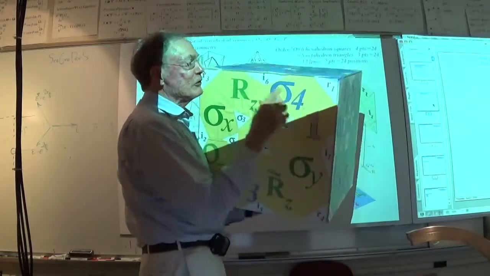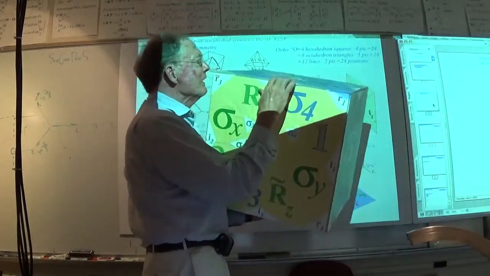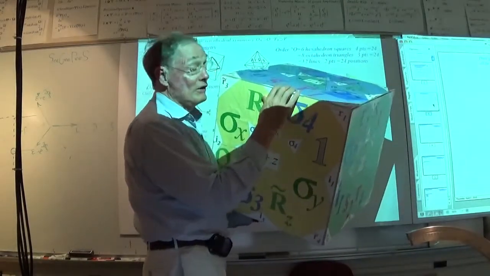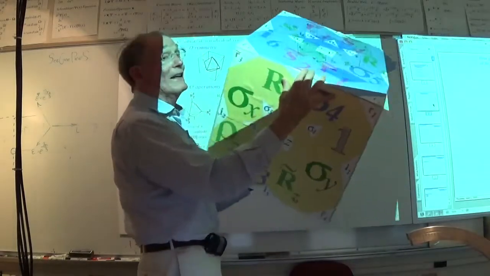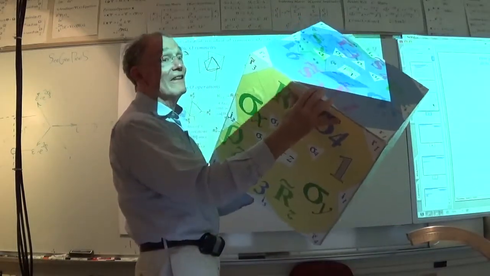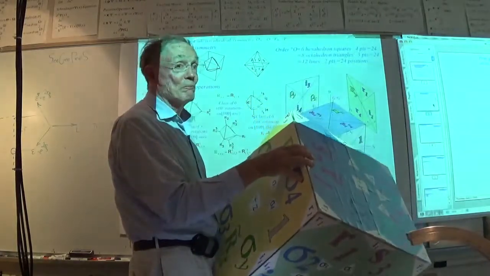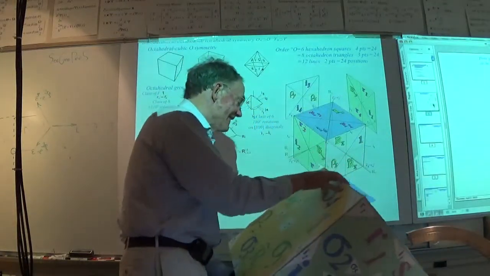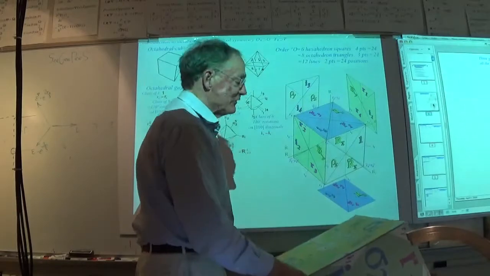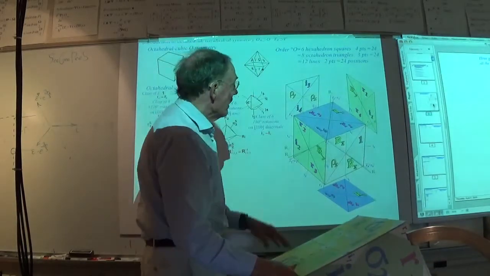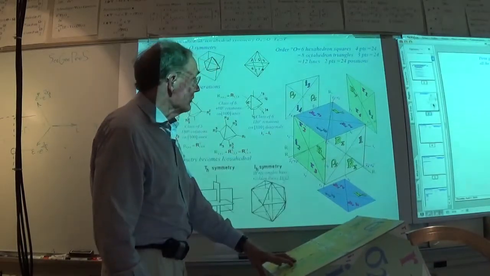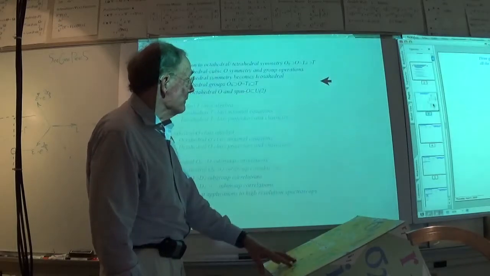We're going to start off just talking about the operations that belong to O and not OH. This has 48 elements on it. That's the OH group. Oh, including those sigma? Yes, all of those extra elements. Let's just go ahead here. I'll come back to that in a minute.